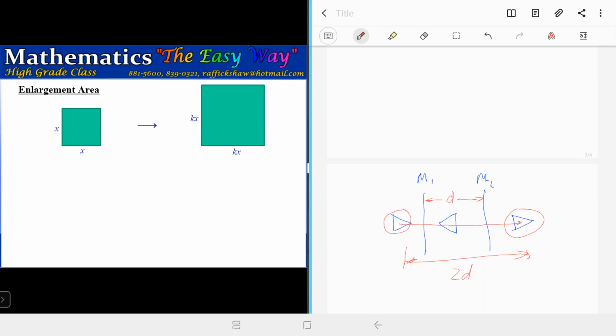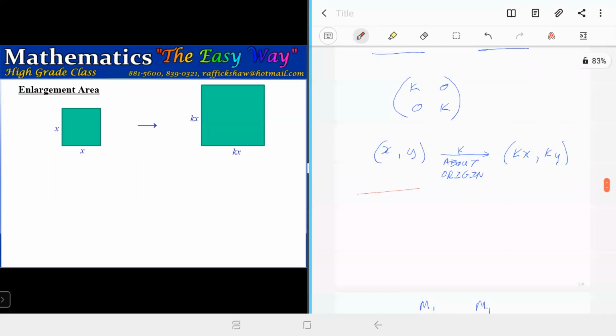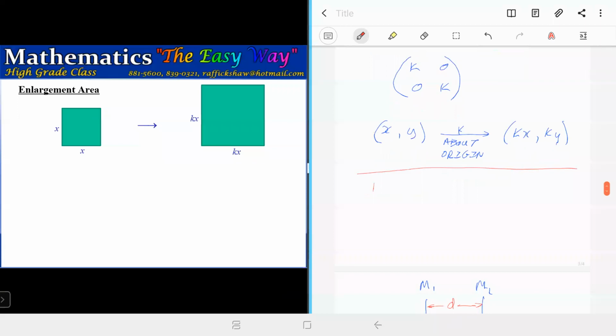Everything that I've told you comes straight out of my head. Let's talk about enlargement again. If the scale factor equals something like a third, what's going to happen? The image will be smaller, one third the size. The image is going to be smaller than the object. I reduce the size to one third.